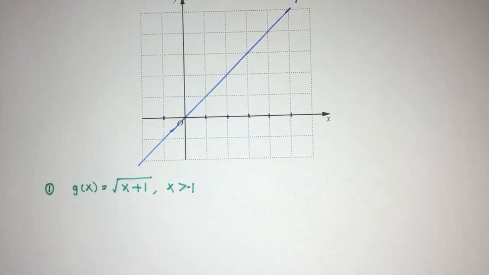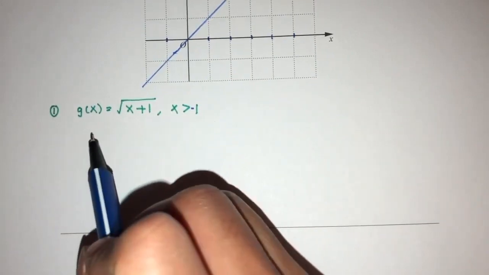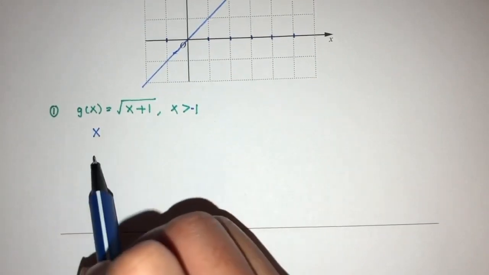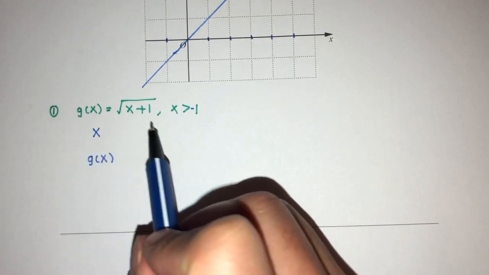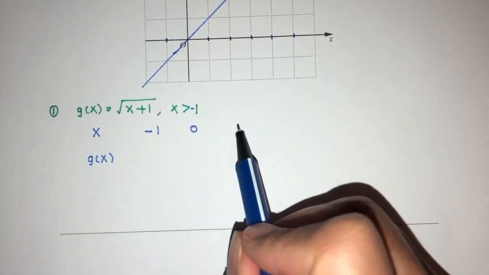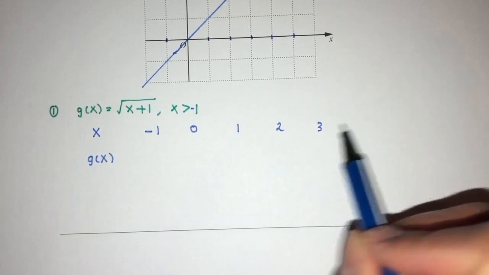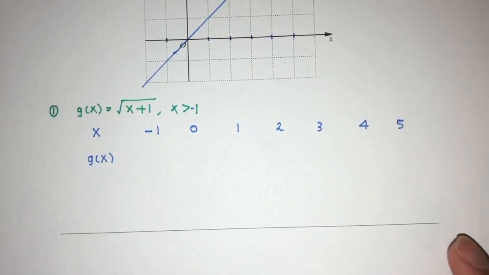Now let's say you do not know how to draw the curve because you don't know the shape of the curve, what can you do? In this case, you can just make a table of values. For example, I can put x here and the value of g of x. We know we start from minus 1, we can start here if you want to, and that will be 0, 1, 2, 3, 4, and 5. If you want to, you can go up to 5. It is up to you.